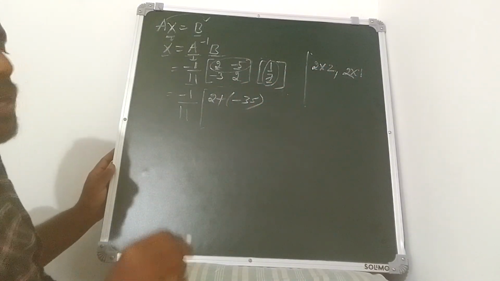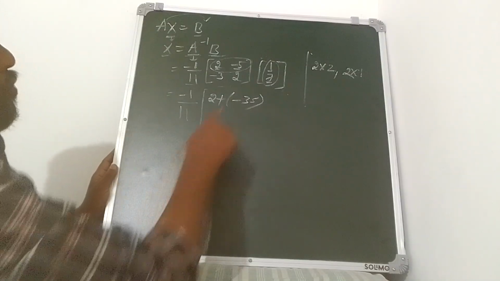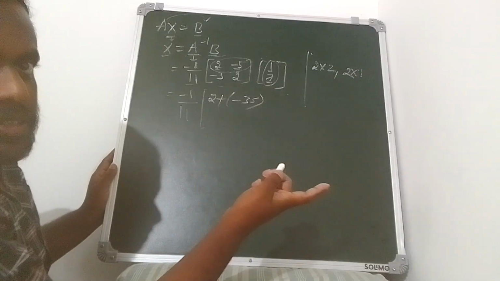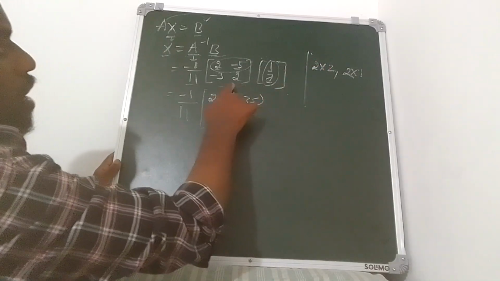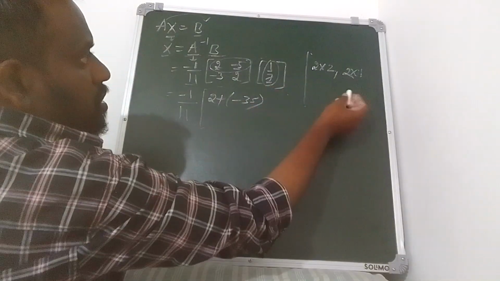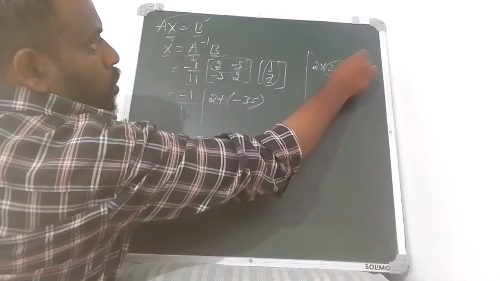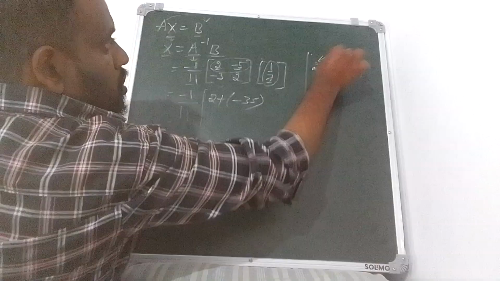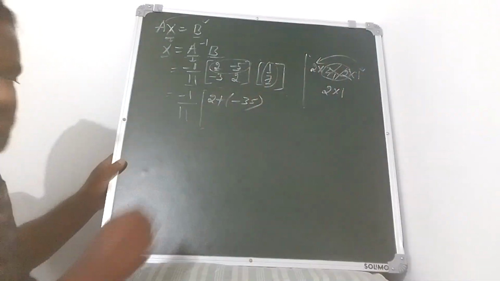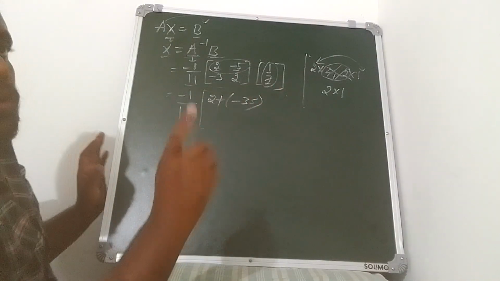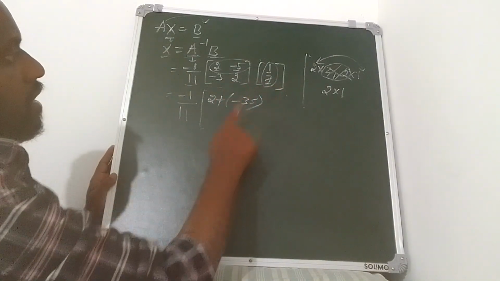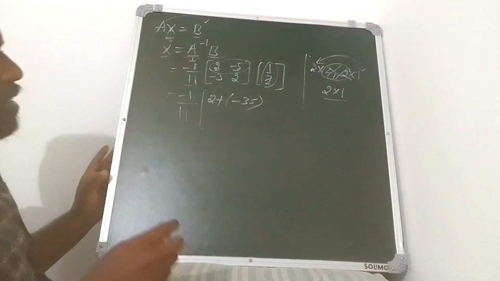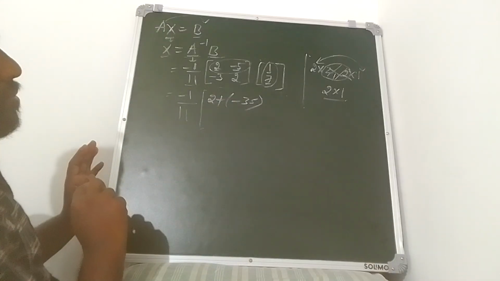So remember, when you multiply these two, the resulting matrix order should be what? That we can find here only. Just assume these two are not there, just merge them. Remaining is this 2 and 1, so write that as 2 cross 1. When you multiply this and this matrix, the result matrix order should be 2 cross 1, that means 2 rows, 1 column.